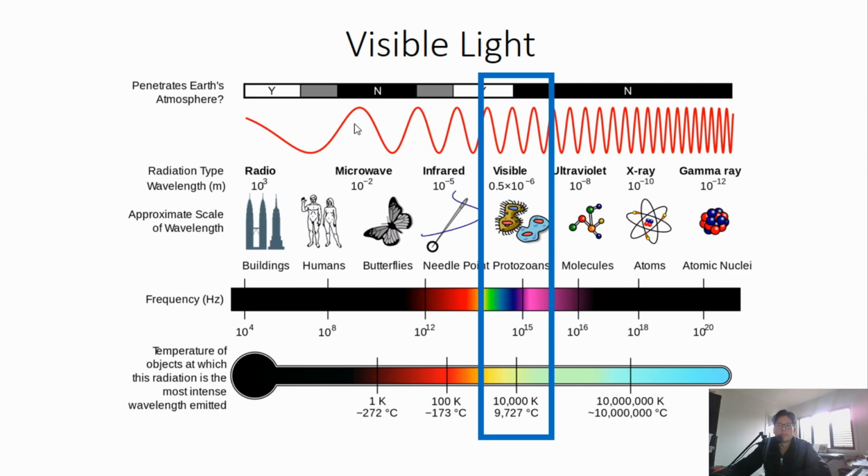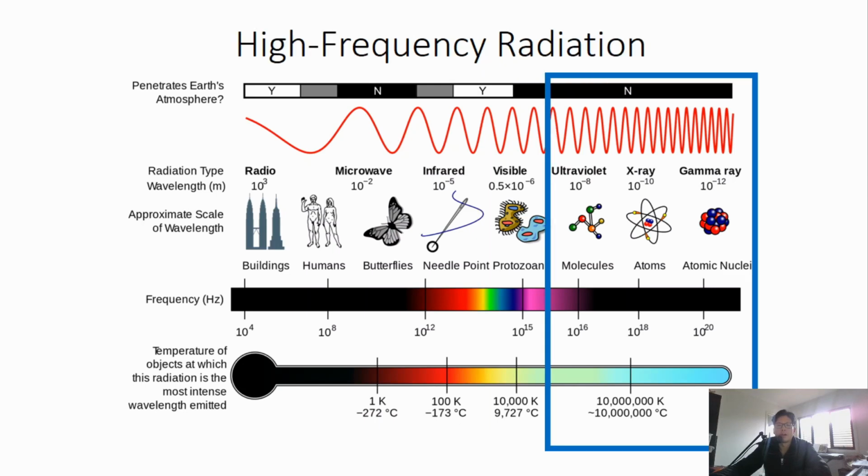Right in the middle we have visible light, and towards the right we have high frequency radiation, the ones that have many more waves and that have much shorter wavelengths than the ones on the left.